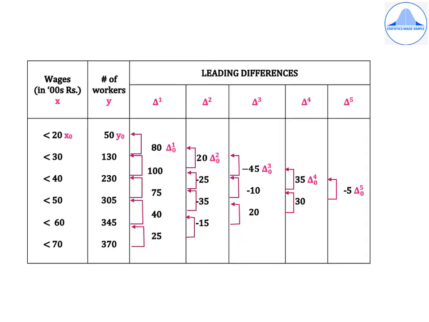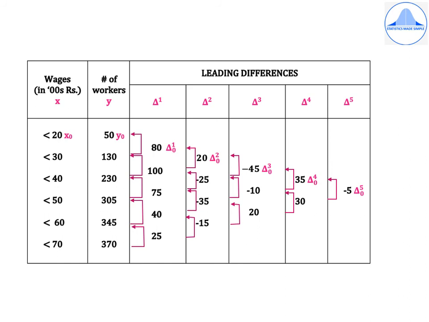The first two columns will be wages in hundreds of rupees and number of workers. That's less than 20, less than 30, less than 40, less than 50, less than 60, and less than 70. The number of workers are 50, 130, 230, 305, 345, and 370. Wages in hundreds of rupees, you can mark it as X, number of workers as Y. Less than 20 will be X naught and the value 50 will be Y naught.